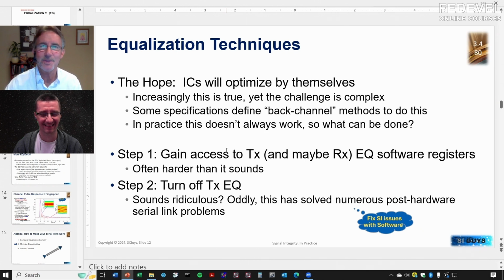Even though we don't want to do this and it's a pain to try, like I said, this is the dominant failure mode and the dominant way that I have fixed and improved links. I mean, gosh, it was 2014, 16. We showed papers where we were improving performance 200% simply by manipulating the equalization. There's lots of margin available out there when this is done right.